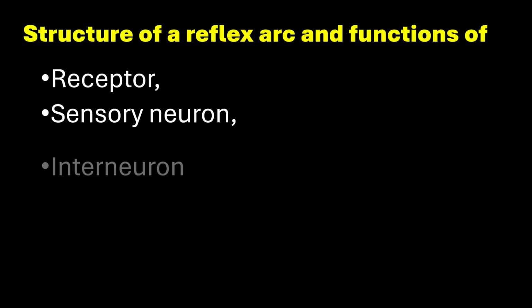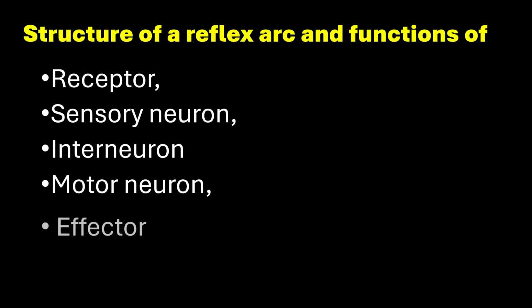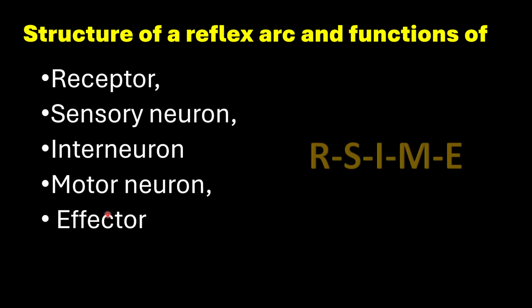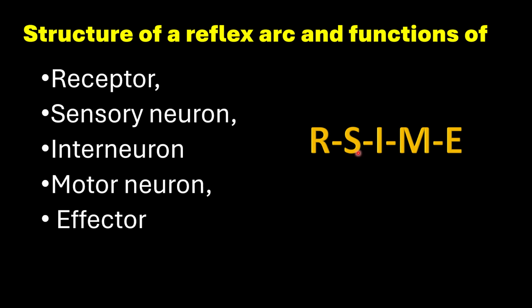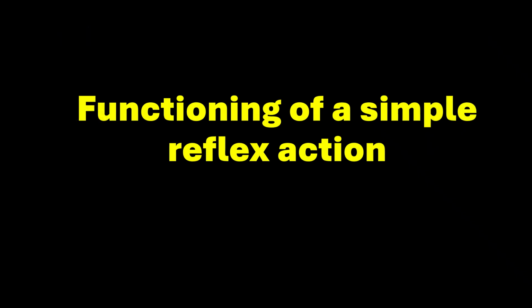So if you take the structure of a reflex arc, it consists of 5 components: receptor, sensory, interneuron, motor neuron, and effector. And if you take their first letters, it creates this abbreviation RSIME. The middle is SIM. You put R here, you put E here. You have the reflex arc. Everything starts with receptor, sensory, inter, motor, and then effector. And then you are done with the process.